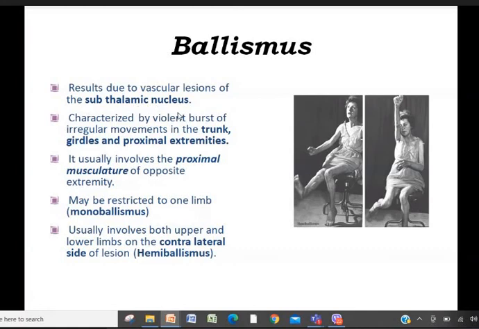We studied the subthalamic nucleus earlier. It is characterized by violent bursts of irregular movement in the trunk and proximal extremities. It may be restricted to one limb, which is monoballism, and involves both upper and lower limb on the contralateral side of the lesion. So they can ask in MCQ: what is the disease if a lesion occurs in the subthalamic nucleus? Then you have to say ballism.